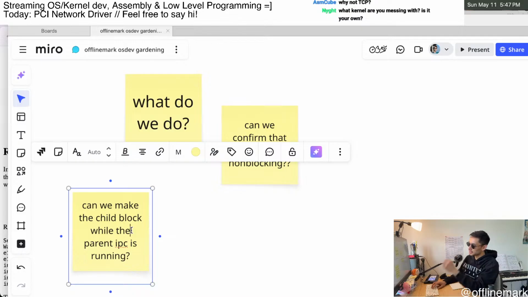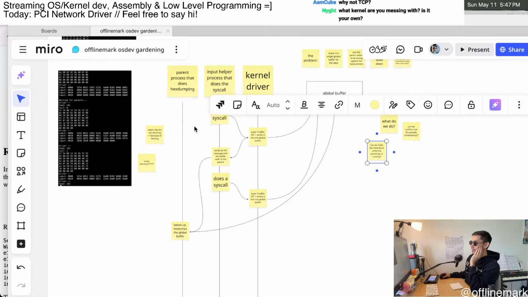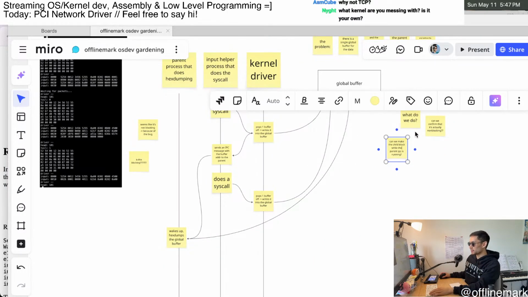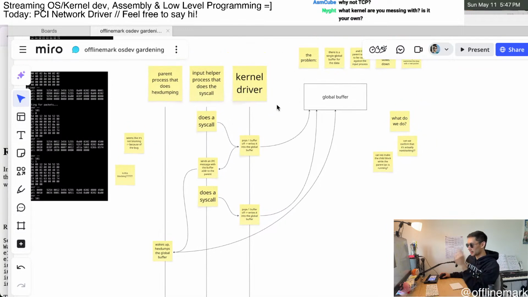And yeah, I don't know. How else would we solve this? Maybe, do we need some kind of lock or something? But that's kind of tricky because these are different processes.